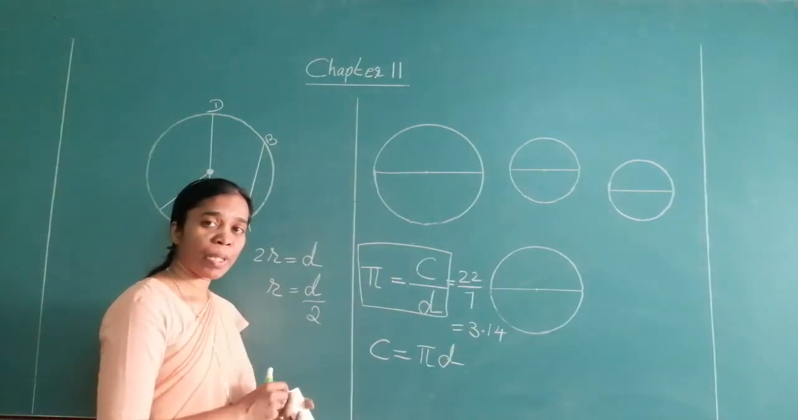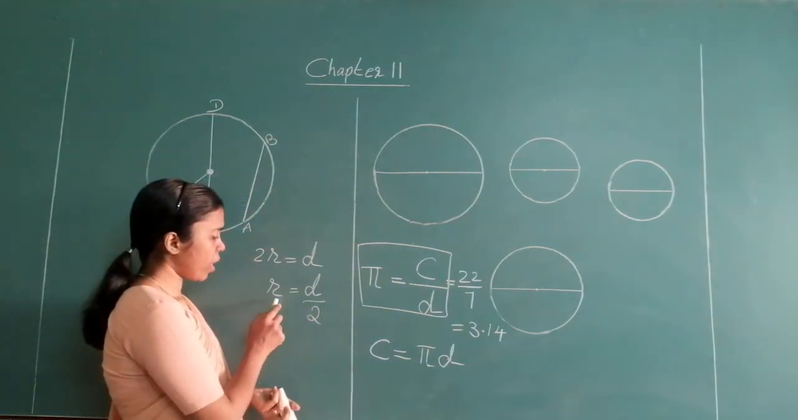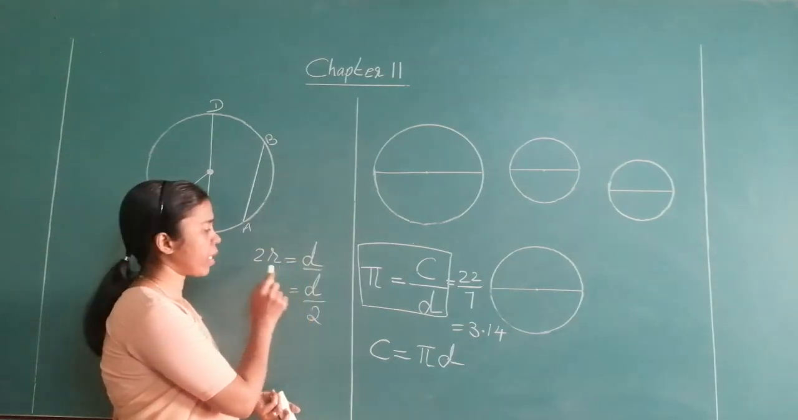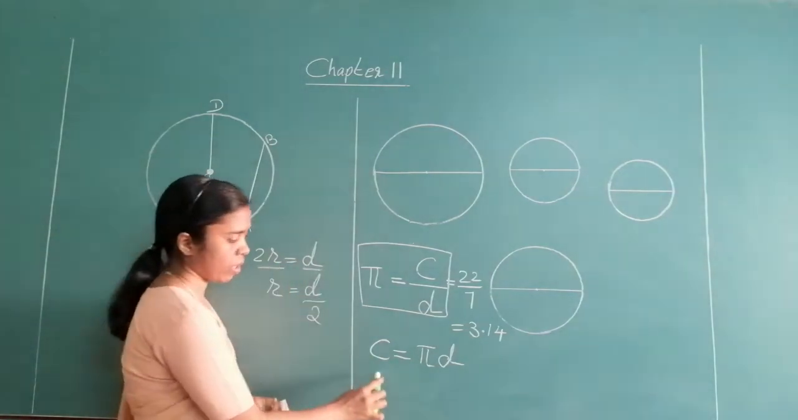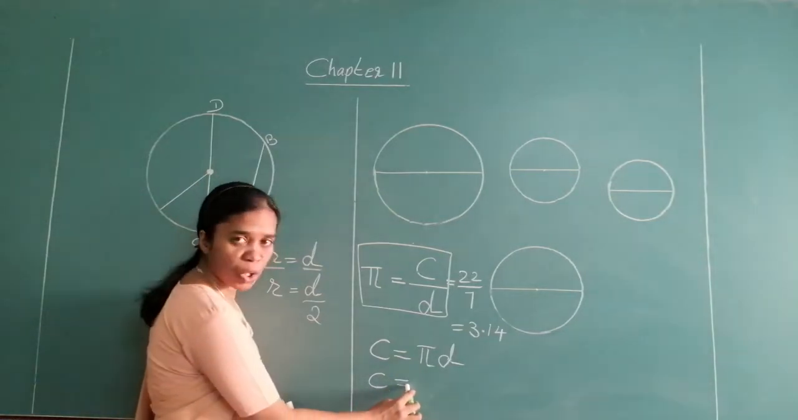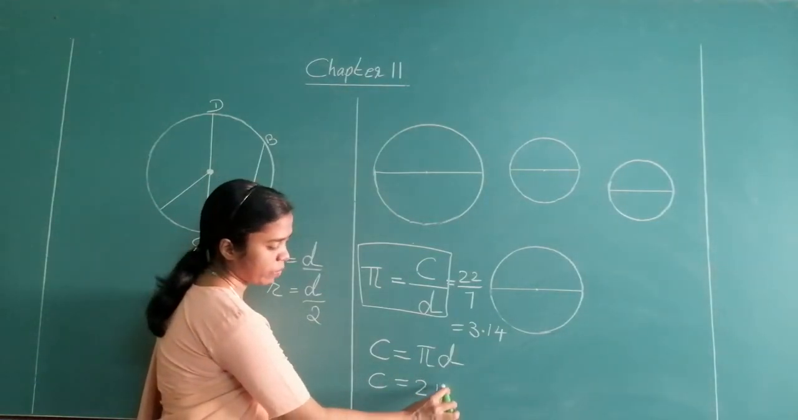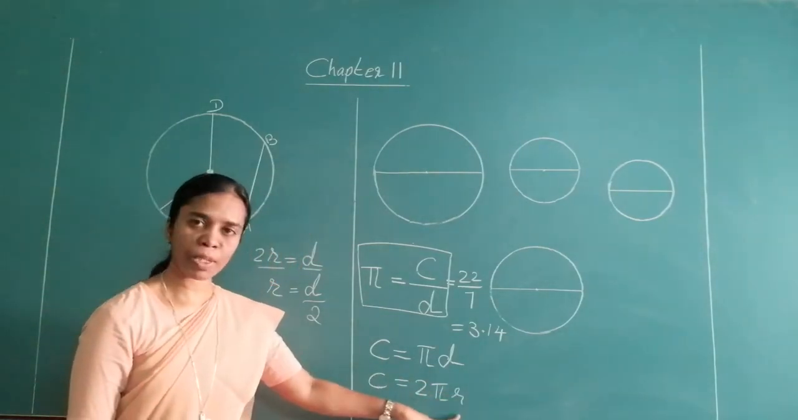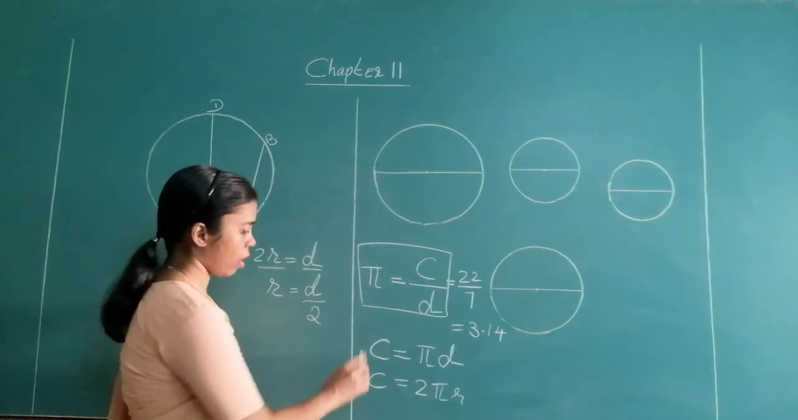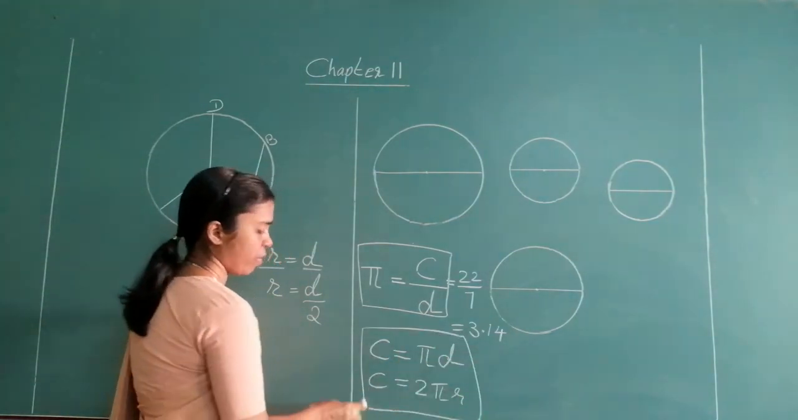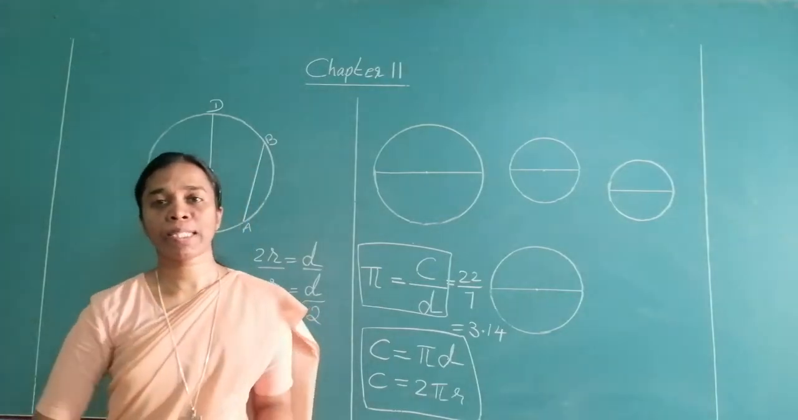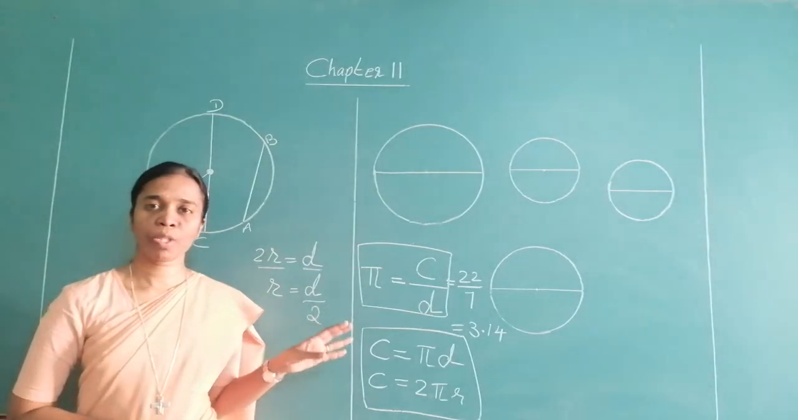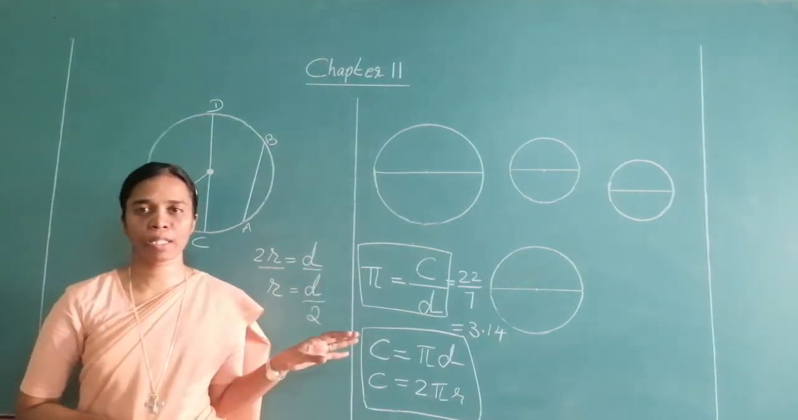Okay. What can it be in terms of radius? We know that radius is diameter upon 2. That is, instead of diameter, we can substitute 2 times the radius. So, you can write circumference is equal to 2 times pi r. That is, diameter is equal to 2 times radius. So, these are the formulas for circumference. Please write it in the points section, the last page, and learn it by heart. From here onwards, you should know it for all the higher classes.